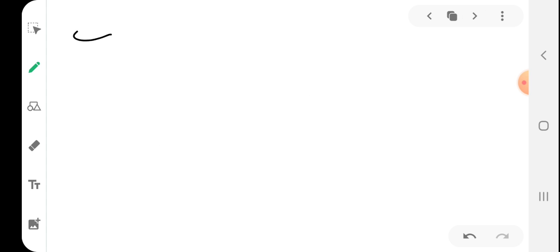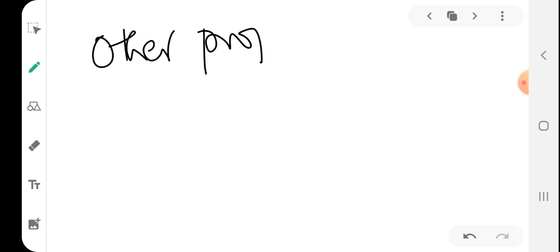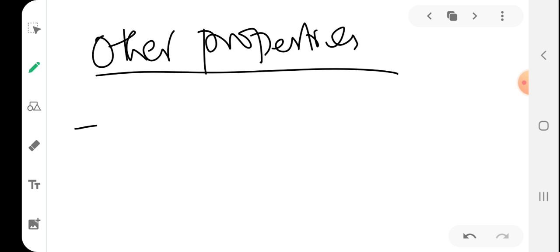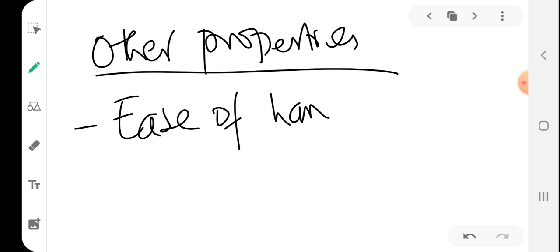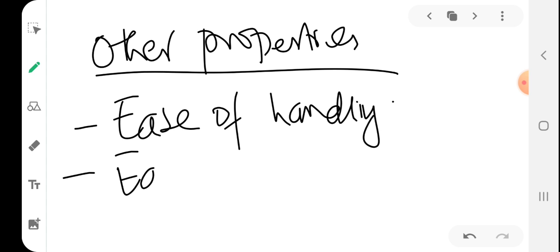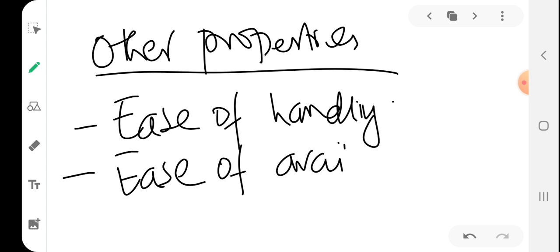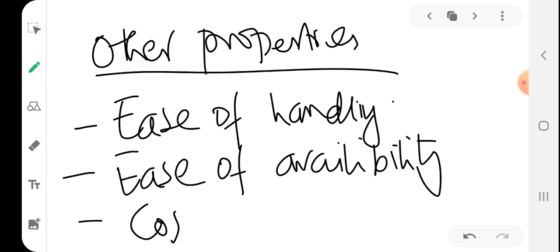And there will be some other properties or miscellaneous properties, other than thermodynamic, physical, and chemical properties. Other properties include ease of handling, ease of availability, and cost. It should have low cost, right?